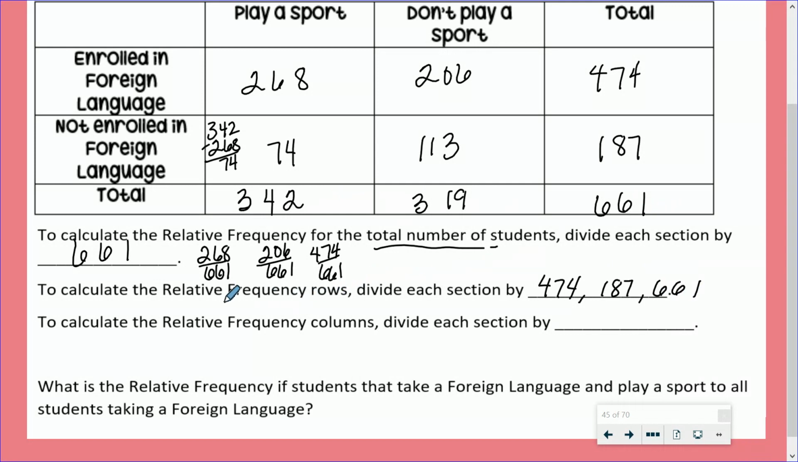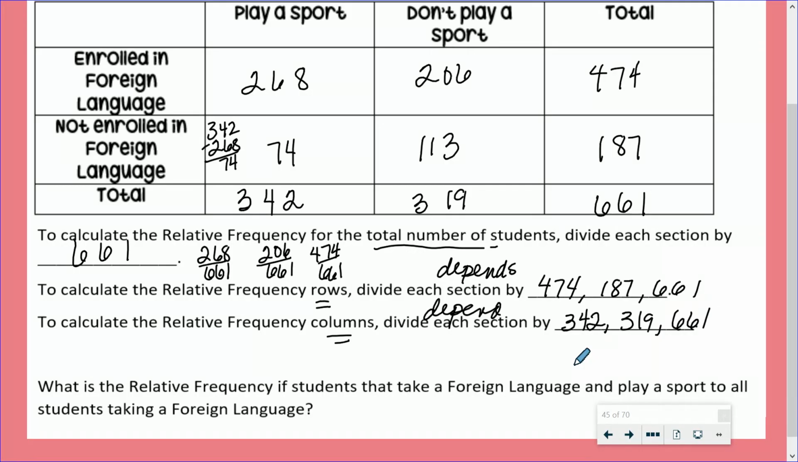So honestly, when I'm finding the relative frequency by rows, it's going to depend on the question. So any of those totals could be used. And likewise for columns. It's going to depend also on what the question is specifically asking. So if I was calculating it by columns, I could use 342 if I was basing it on those that just play a sport, or 319 if I was basing it on those that don't play a sport, or again the 661. So it all depends.